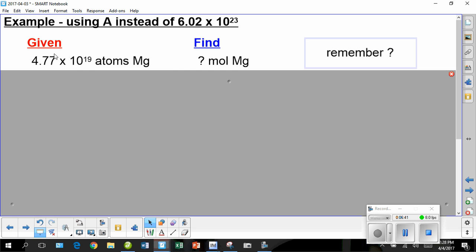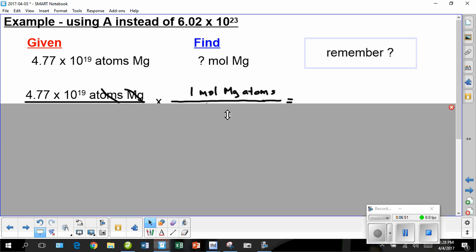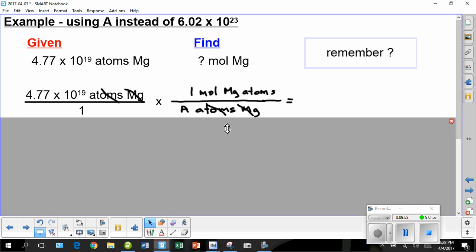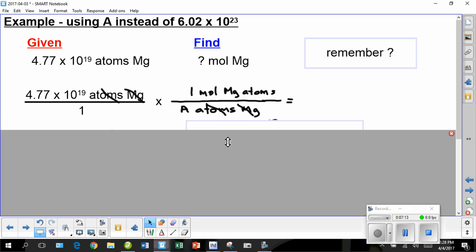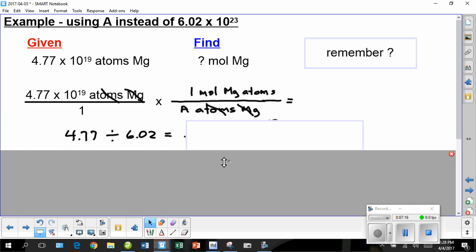Okay, so there we are, 4.77 times 10 to the 19. And we're supposed to find the moles of magnesium. So, like always, we put the given over 1, and now we have set up our calculation because we know whether we're dividing or multiplying the Avo number. So we just have that A down there, and now we can substitute. You see, in algebra, you substitute all the time, don't you? So here we're going to substitute for that number as we move on.